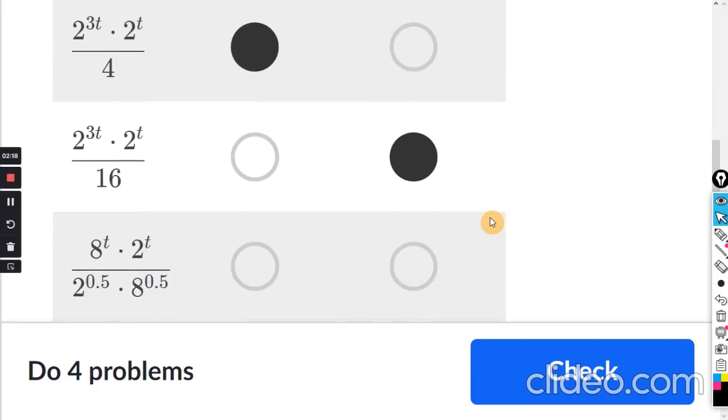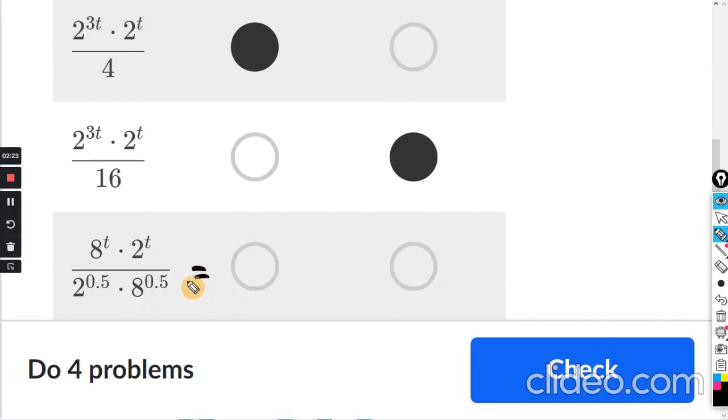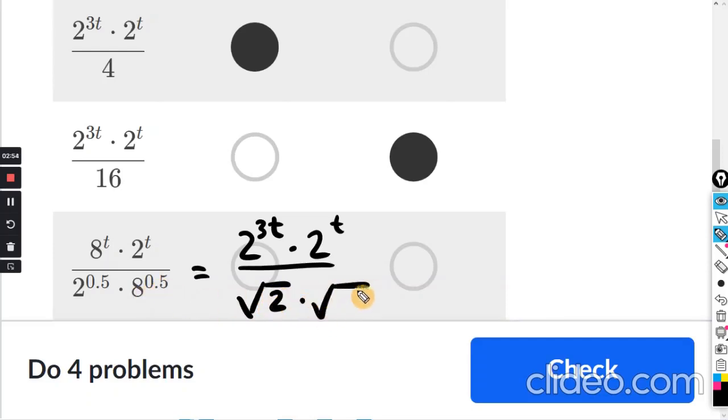Okay, finally, let's see. 8 to the t, we can convert the 8 into 2 to the 3rd power. 2 to the 3rd power is 8, and that's still raised to the exponent of t. And that's times 2 to the t. And 2 to the 0.5 is the same as radical 2. 8 to the 0.5, or 8 to the 1/2, is the same as radical 8.